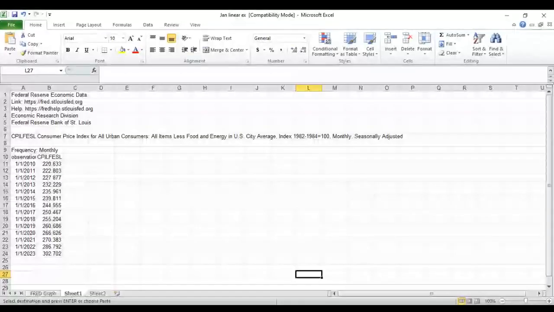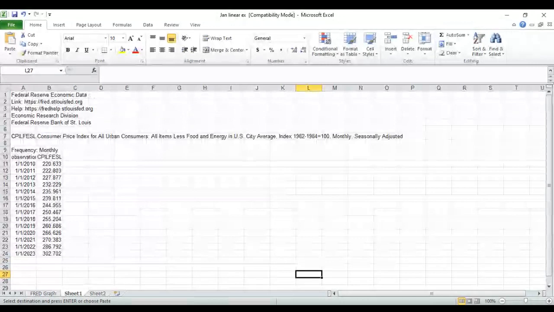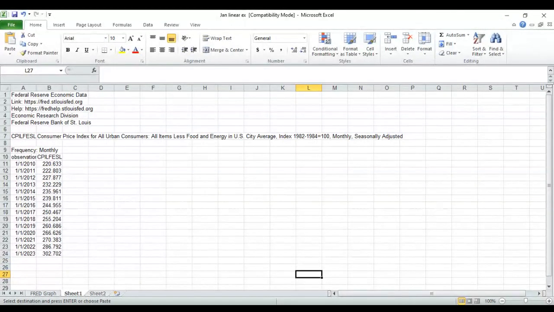So hopefully you can see this is my Excel example. If you ever get on the internet and you want to find data, there's a site called FRED, Federal Reserve Economic Data, and it has free graphs, all the data that you could possibly want. I got these numbers from FRED, and I picked the years 2010 to 2023. I just picked January. They did have the monthly ones.